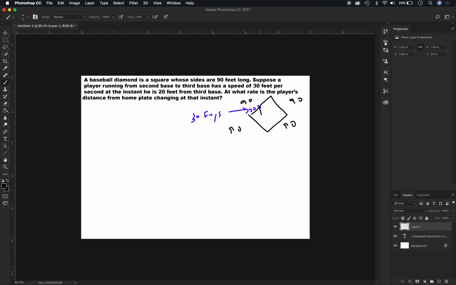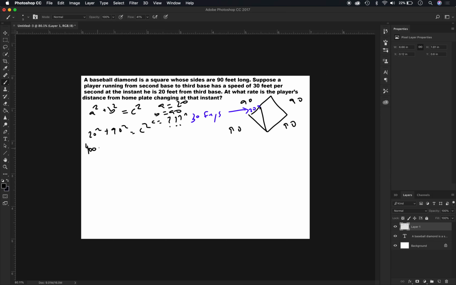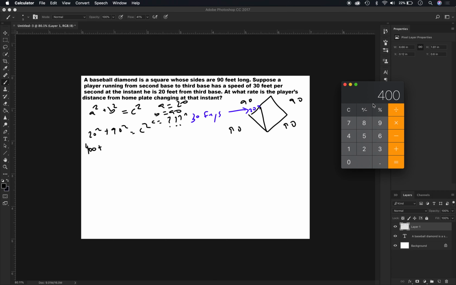So basically, it's another triangle problem. Lines are really hard. Yeah, that's close enough. We're going to get out our nice Pythagorean theorem. So we have A is 20, B is 90. We don't know what C is. So 20 squared plus 90 squared equals C squared. I don't know how to do this multiplication, so I'm just going to put it in a little calculator. 400 plus 90 squared, right?